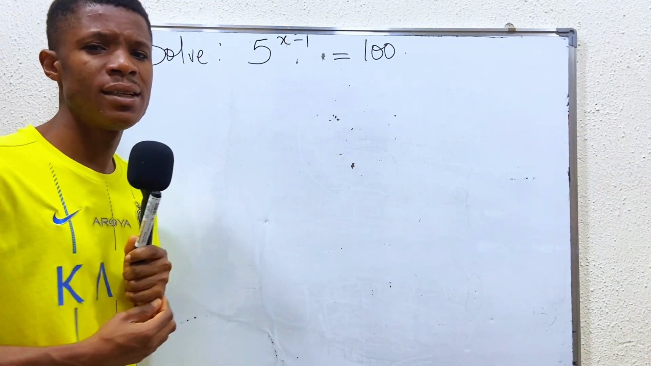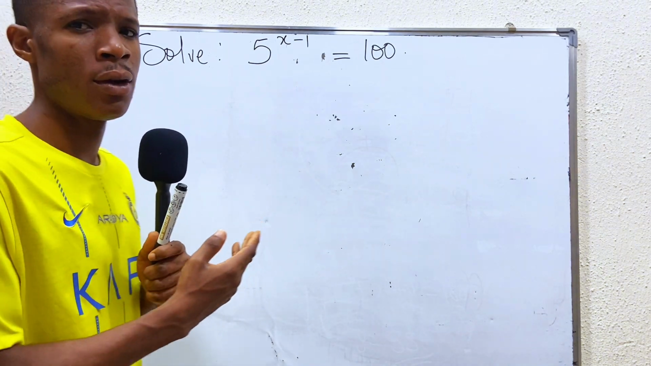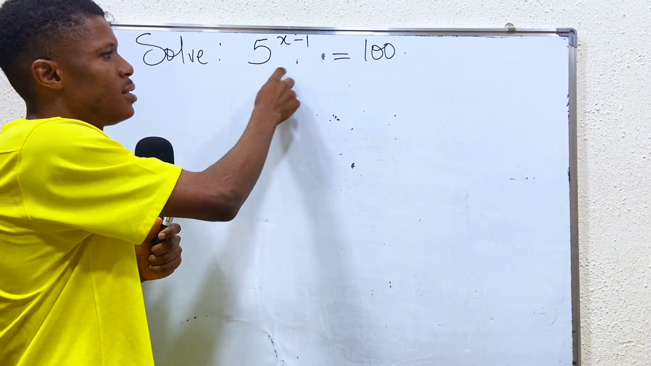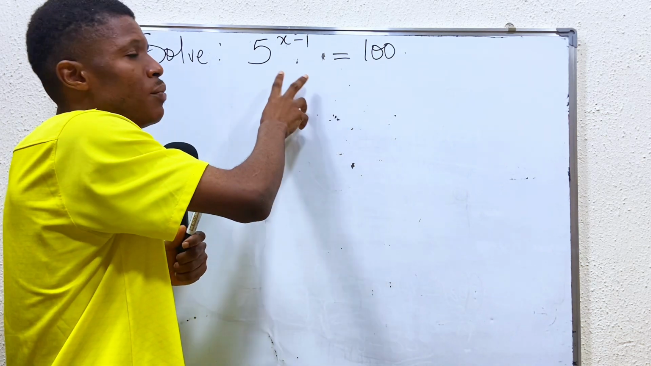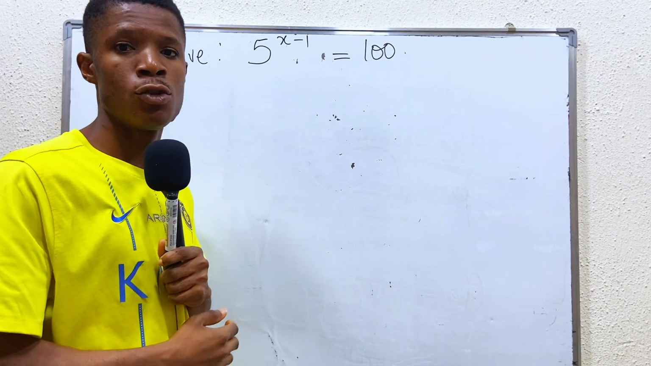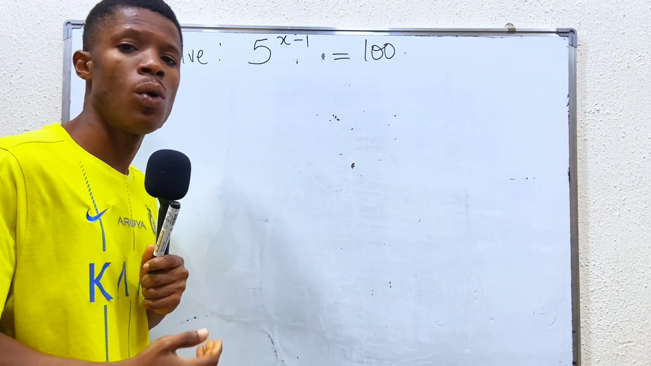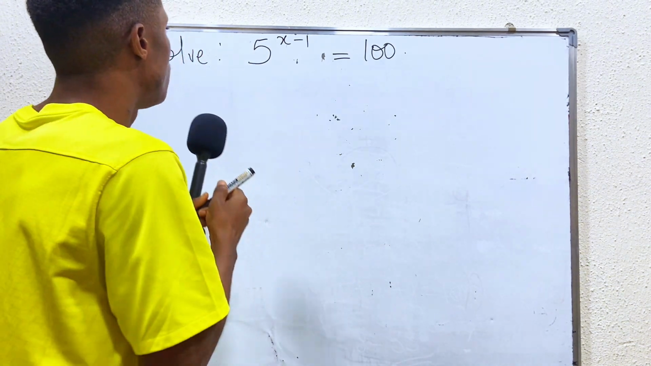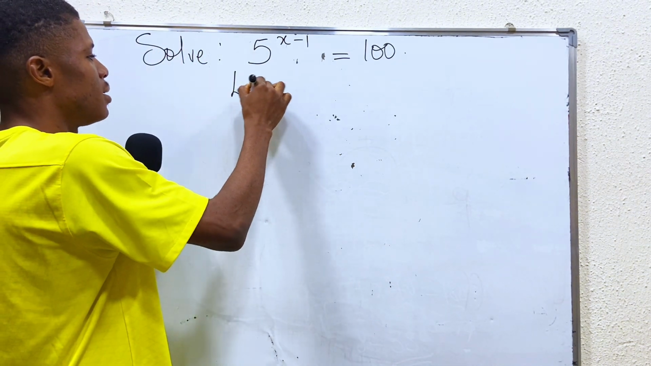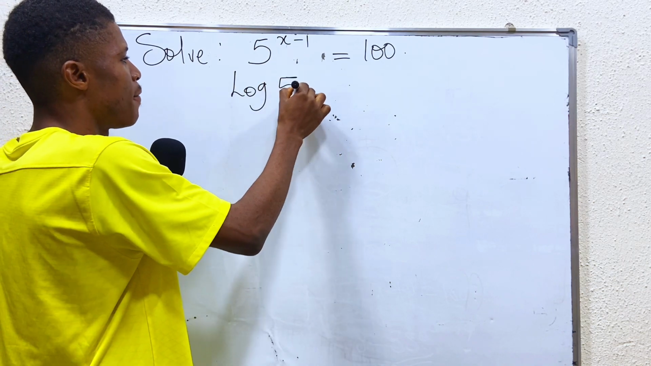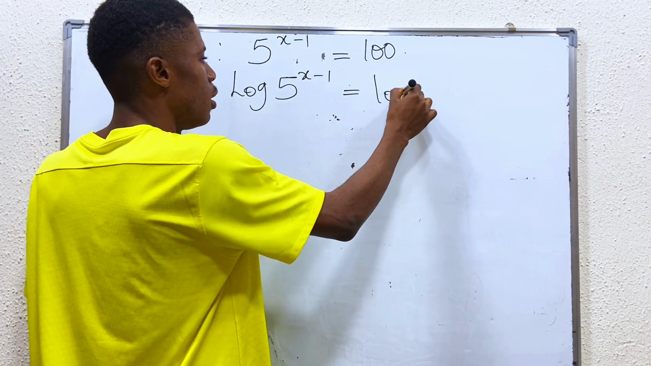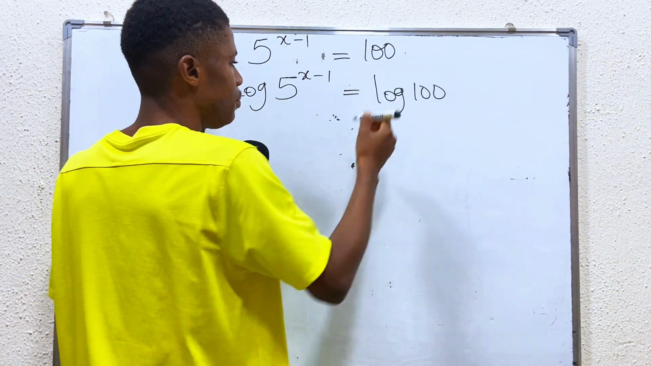So for you to find the value of x, you first of all observe the question. You can see that 5 is the base and we have 100 here. The two cannot be expressed in a common base. So what do we do? We introduce logarithm. If you take the logarithm of both sides, we have log of 5 power x minus 1 is equal to the log of 100.